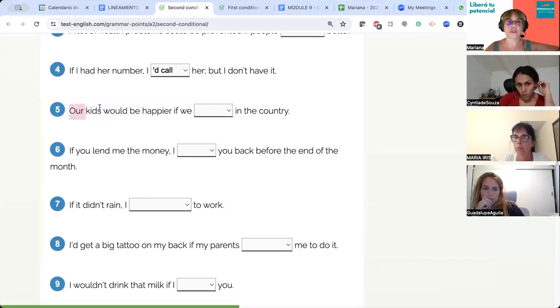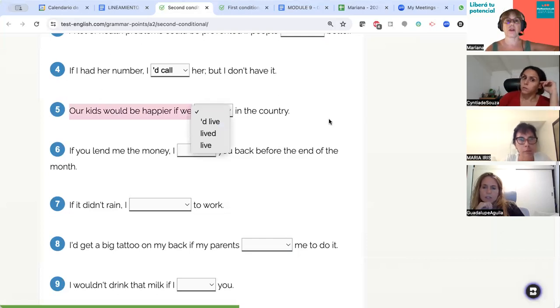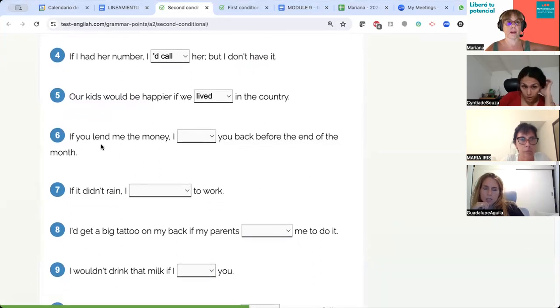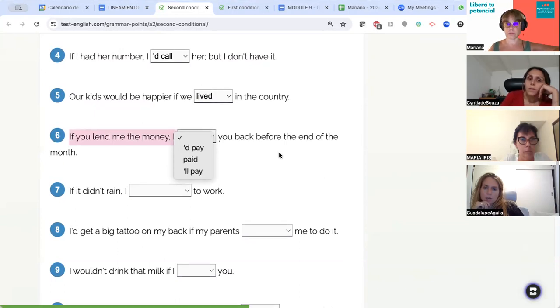Okay, our kids would be happier if we lived in the country. Lived. Ajá. Okay, if you lend me the money, I'll pay you. I'll pay. Excellent. So this is the number one, no?